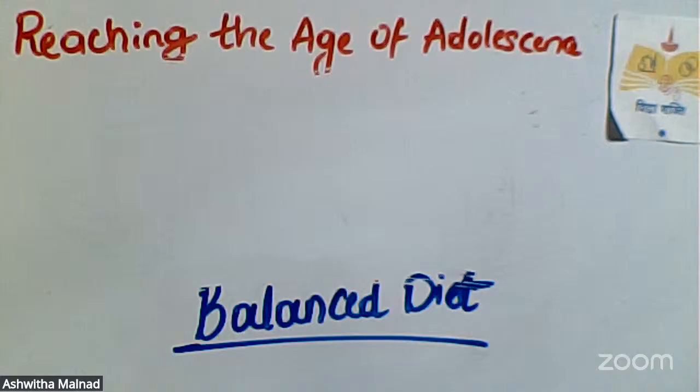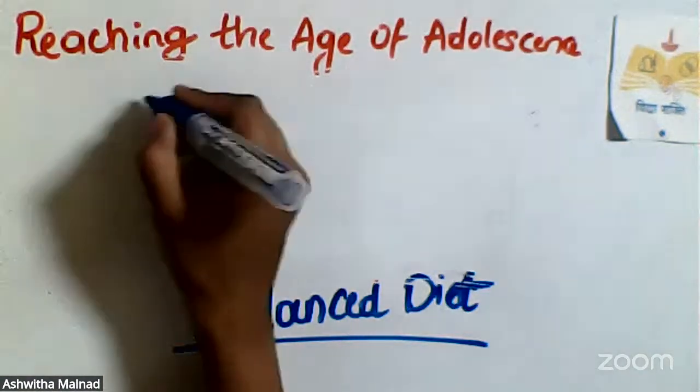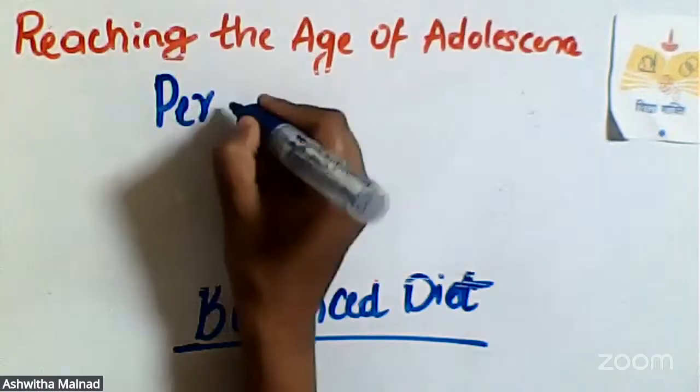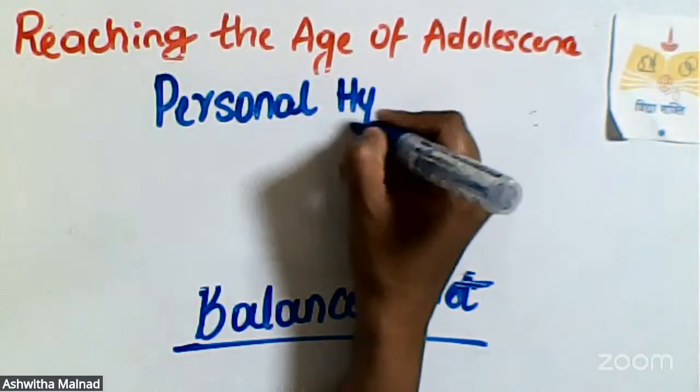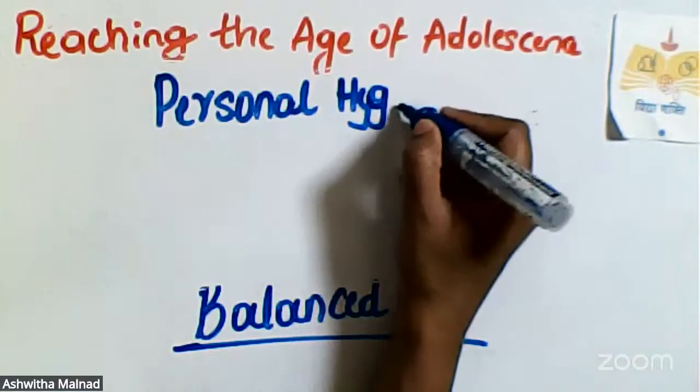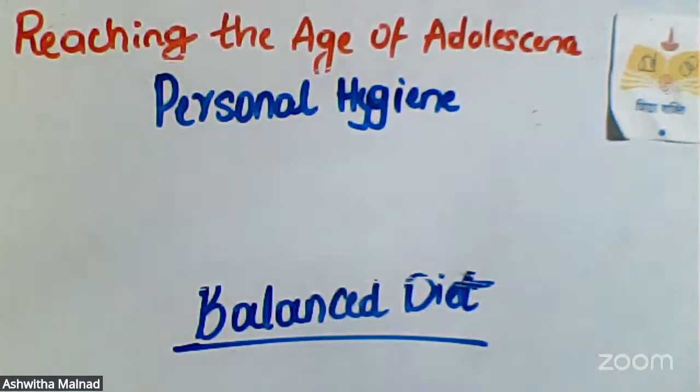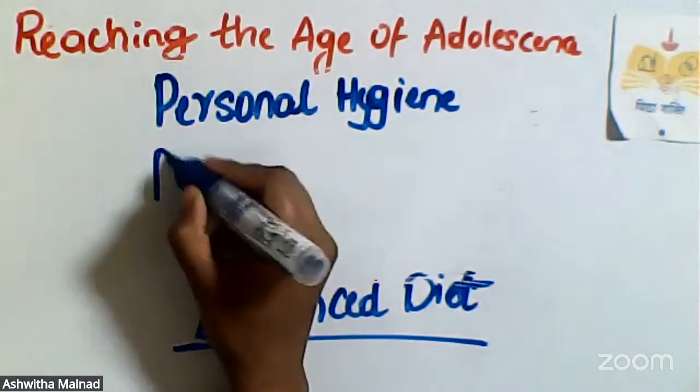Okay, so we were talking about reproductive health. One is balanced diet, the other one is personal hygiene. What is personal hygiene? To keep yourself neat and clean and presentable, isn't it? And undertake an adequate amount of physical exercise.